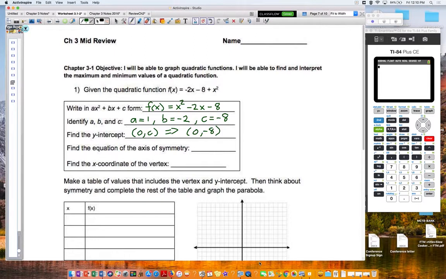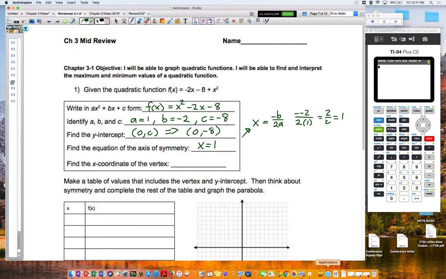Next part says find the equation of the axis of symmetry. Remember, the equation for the axis of symmetry is x equals negative b over 2a. So I'm just plugging in those values from right over here. Here's my b, so negative negative 2 over 2 times 1, there's my a value, gives me a positive 2 over 2, or gives me 1. Axis of symmetry is always in the form x equals, because technically it's a vertical line, x equals 1.